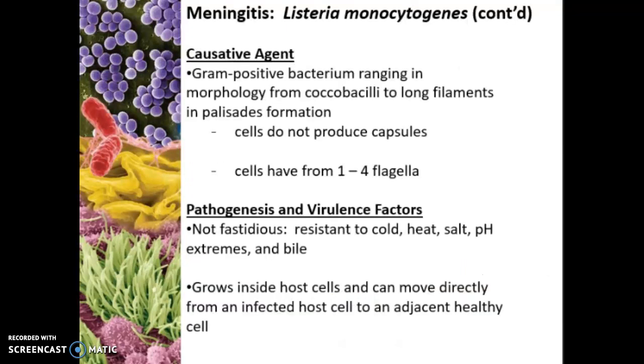So the Listeria monocytogenes is a coccobacillus, and it has flagella on it, 1 to 4 flagella. And the reason this is important is because it's able to grow inside of host cells and move directly from an infected host cell to an adjacent healthy host cell. And it's able to do that by forcing its way along through the use of its flagella.